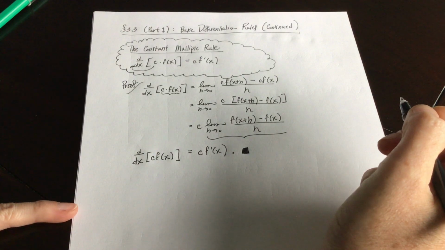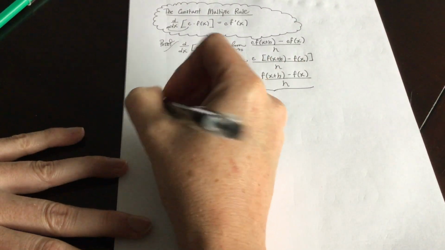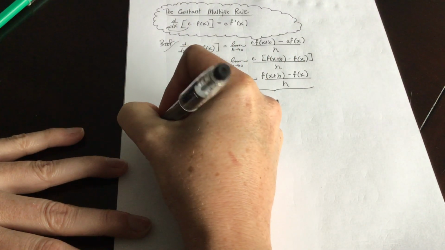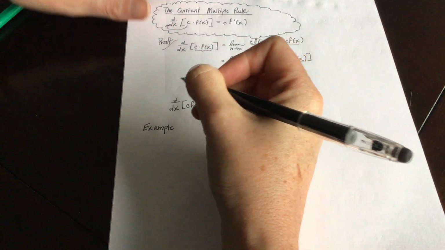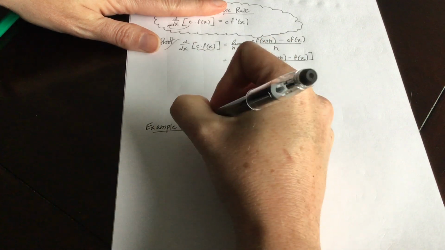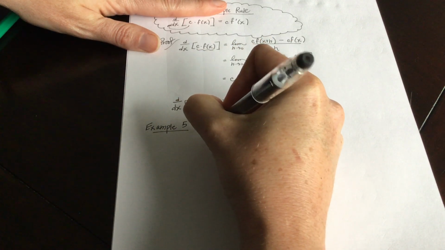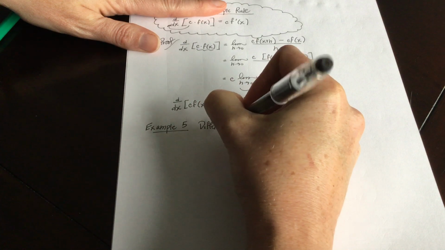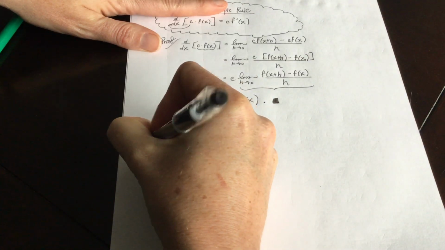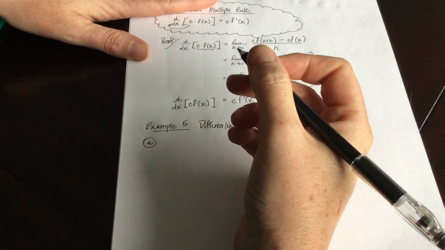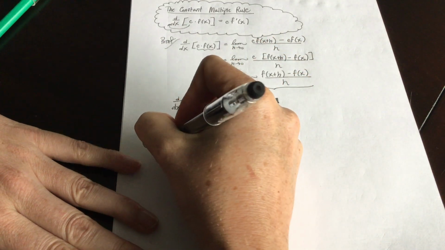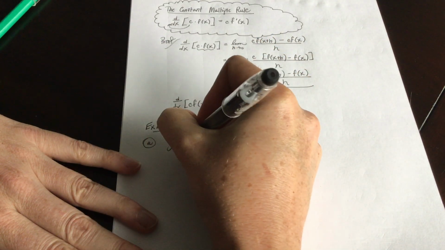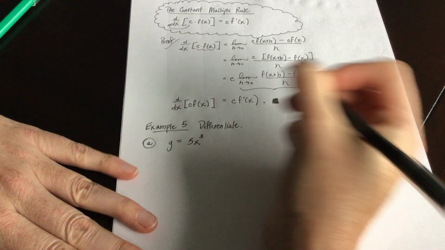Okay. Now let's do an example that practices using it. Let's see. Are we on example 5, I think? Okay, the directions are for you to differentiate the function. Let's give you part A. Let's say I give you, let's see, y equals just 5x cubed.